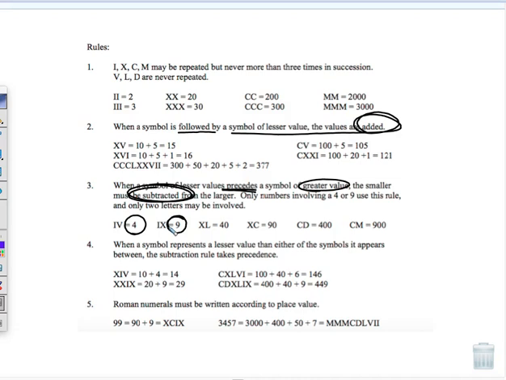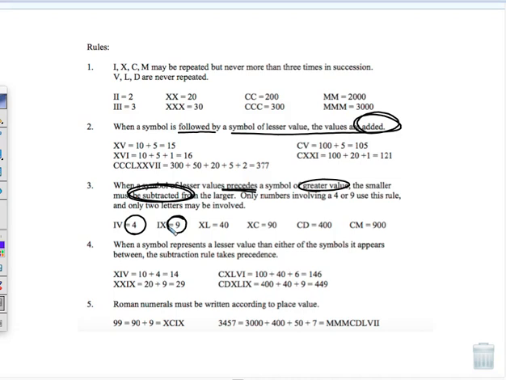So XIV: that X is 10, but then the I is smaller than the V, so 1 is subtracted from 5, so that's really 10 plus 4. On the next one, C is 100. X is smaller than L, so that subtraction rule kicks in. XL is 40, so that's plus 40. VI: V is bigger than I, so that's an addition rule. That's going to be the 6. And so the more you play with these, it's going to be very easy, I hope, for you.